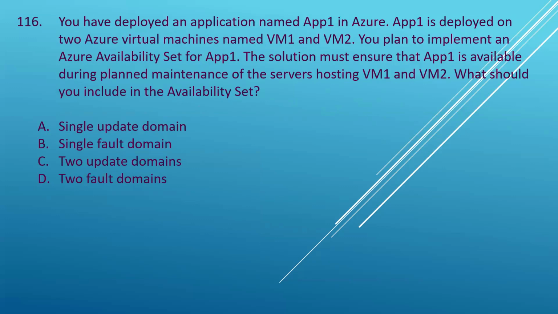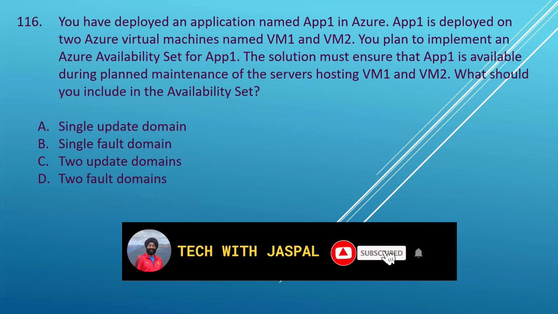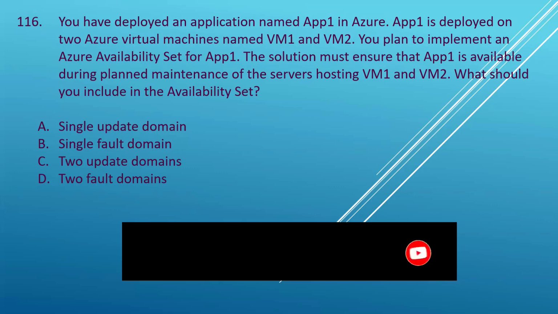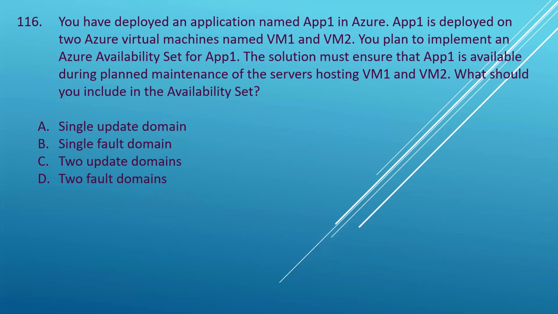Next question. You have deployed an application named App1 in Azure. App1 is deployed on 2 Azure virtual machines named VM1 and VM2. You plan to implement an Azure availability set for App1. The solution must ensure that App1 is available during planned maintenance of the servers hosting VM1 and VM2. What should you include in the availability set? Your options are: single update domain, single fault domain, 2 update domains, 2 fault domains.